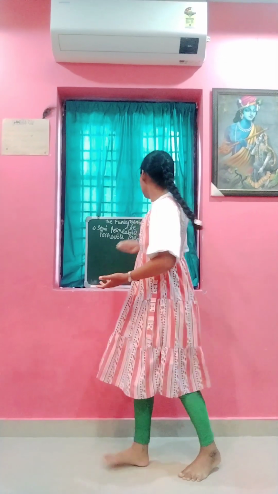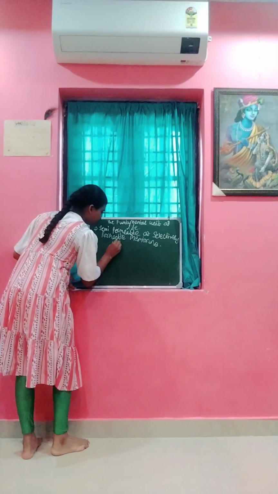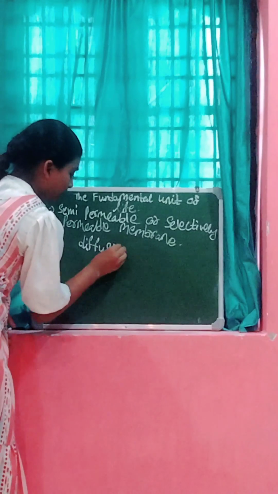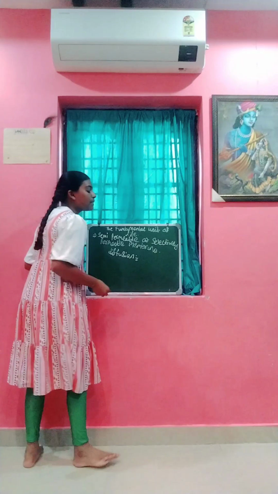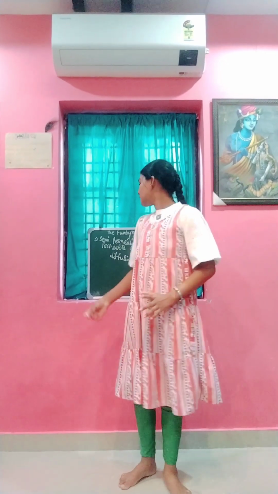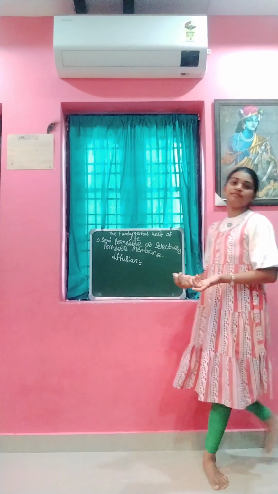Diffusion means the passage of substances from higher concentration to lower concentration. Without the semi-permeable membrane or with the semi-permeable membrane, the substances can go inside and come outside. That's nothing but diffusion. So what do you mean by higher concentration to lower concentration? You may get a doubt about that.